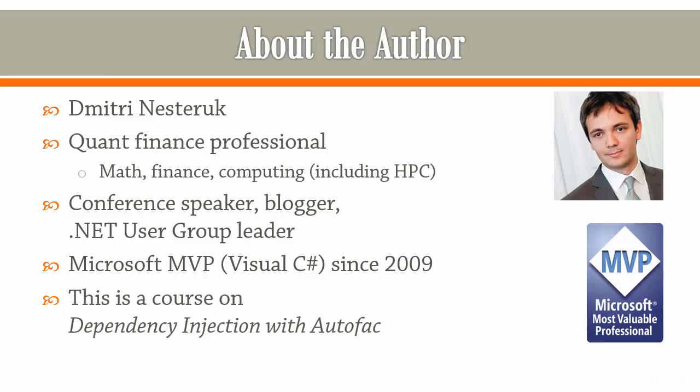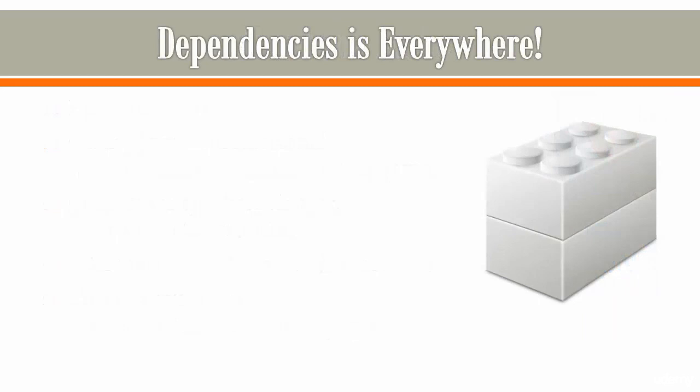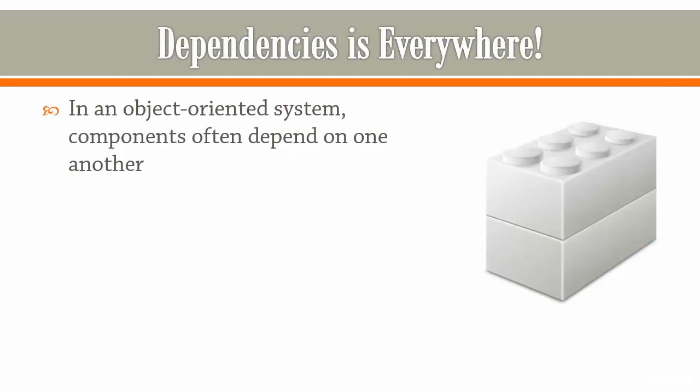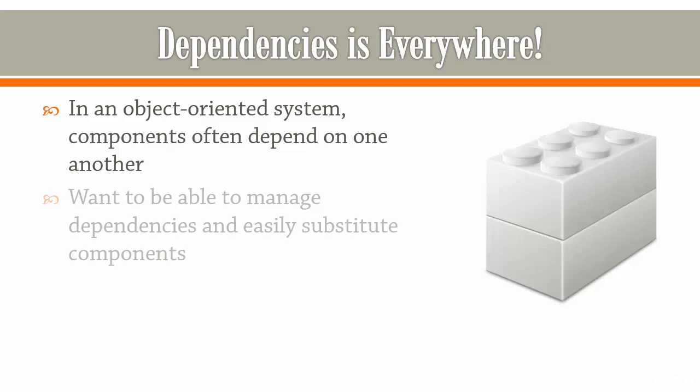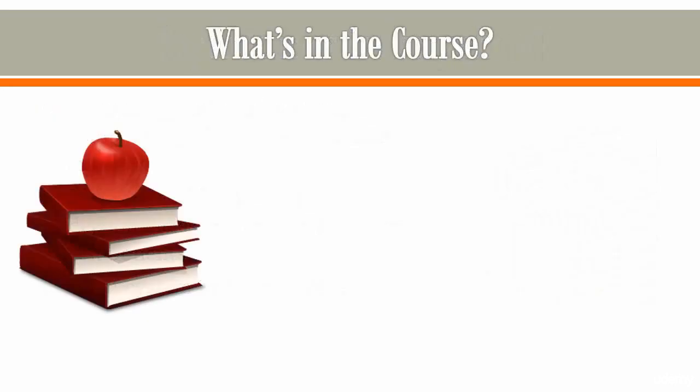Just in case you forgot, this is a course on dependency injection with the Autofac library. Now, why are we talking about dependencies? Well, dependencies are everywhere. In a typical object-oriented system, components often depend on one another, and you want to be able to manage these dependencies and easily substitute components when new or different components become available. You want the system to be extensible and to have flexible controls over the parts of which the system is actually built.